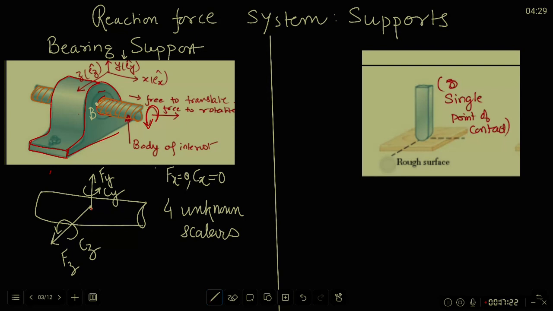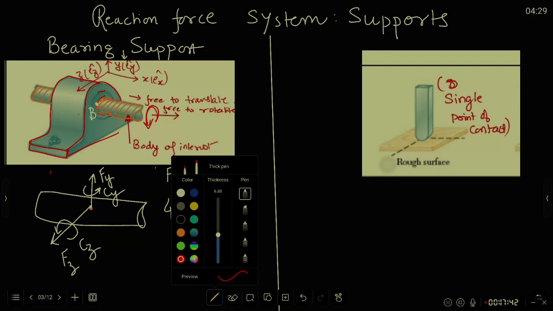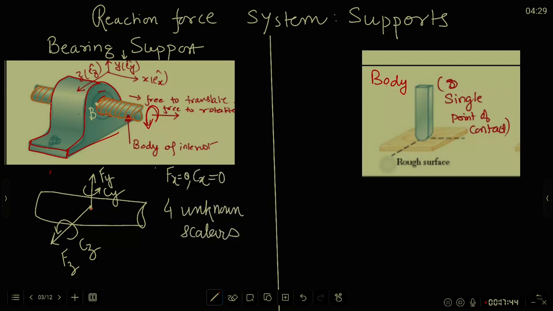All right. Let's come to this support. So this is the object of interest. The body of interest is this rod. It's lying on a rough surface. It's touching a rough surface. And it's also given that it has a single point of contact. Let's draw the free body diagram of this with the reaction force system.